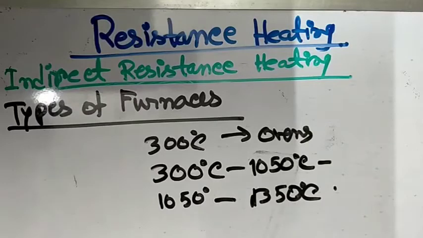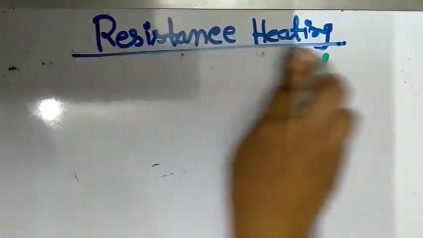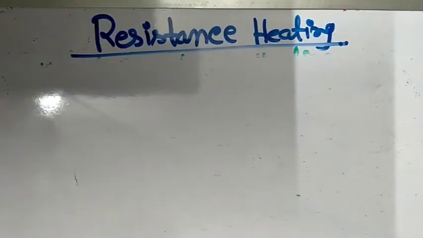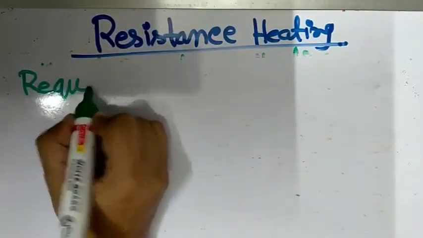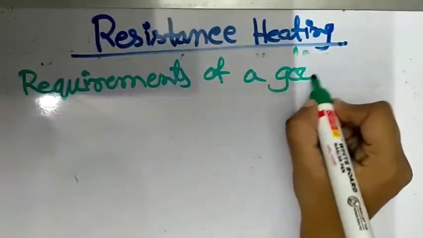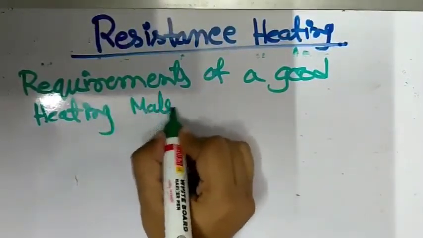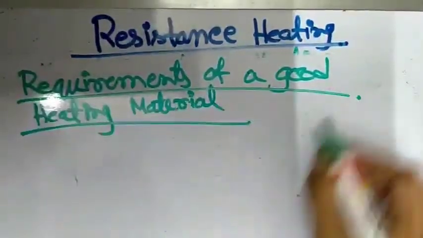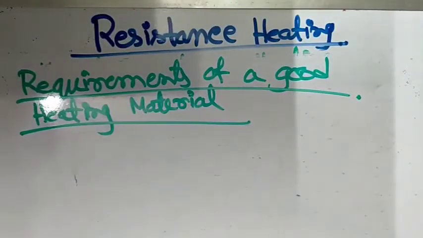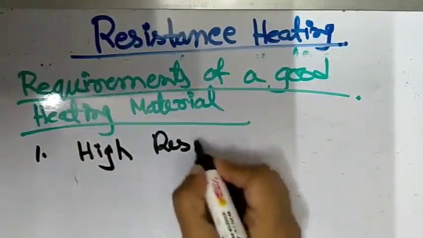Okay, now we discuss the requirements of a good heating material. First, it should have high resistance, so that a small length of wire may be required to produce a given amount of heating. So it should have high resistance.